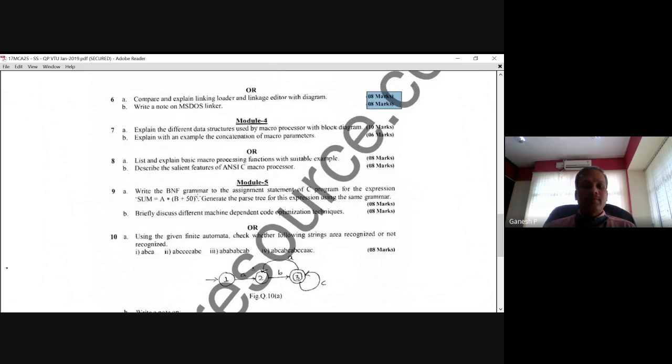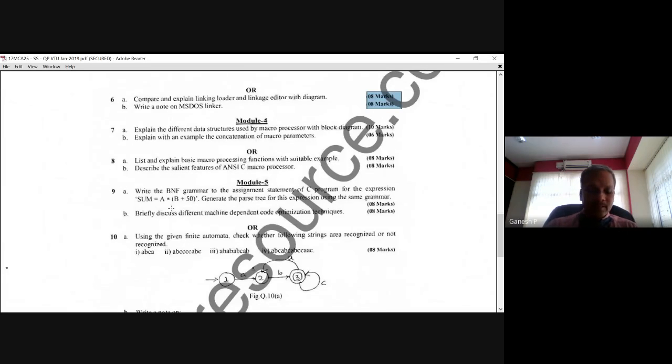Write the BNF grammar for the assignment statement of a C program for the expression sum = A * (B + 50). I think while taking class as well, we have taken this particular example. I told you to construct the BNF grammar for a simple statement like this. It is not a big statement like in the syllabus, but a simple statement for which we have to write the grammar. Then generate the parse tree for the expression using the grammar. They have given the expression, now we have to write the grammar for it. How to write the grammar?